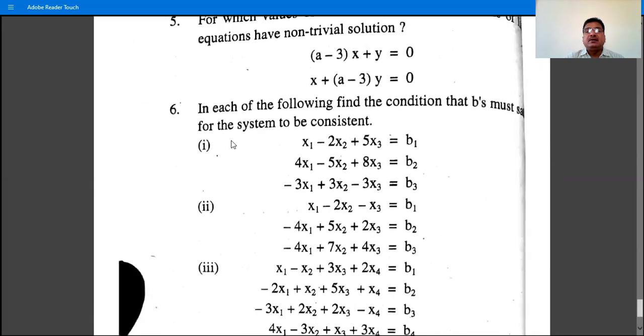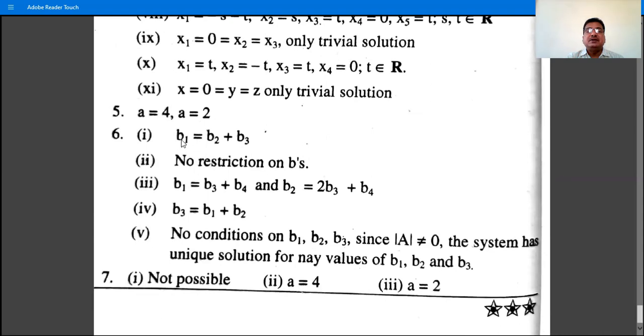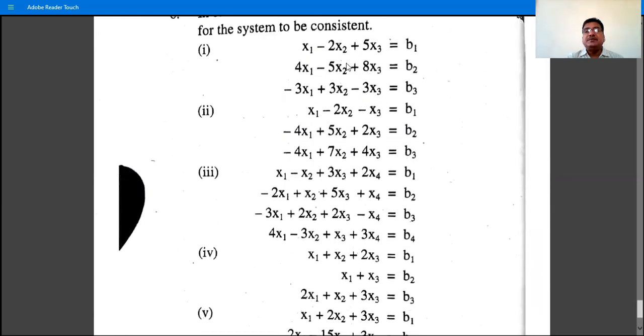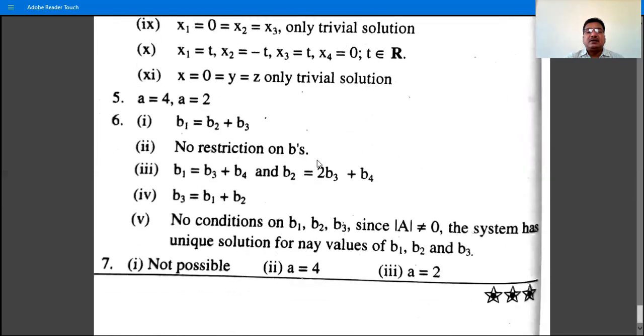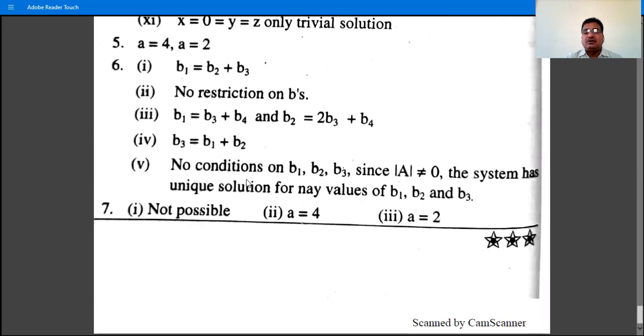Observe this problem. In each of the following, find conditions on the b's, that is on these b1, b2, b3, must say for the system to be consistent. When the system is consistent, I have to write the conditions on the b's. So the answers are given. If you observe this, in the first example, if b1 is equal to b2 plus b3, this is the condition. If b1 is equal to b2 plus b3, then the system is consistent. So solve all these problems.